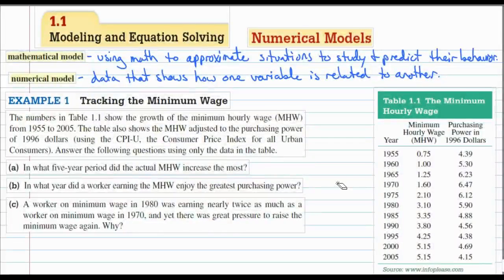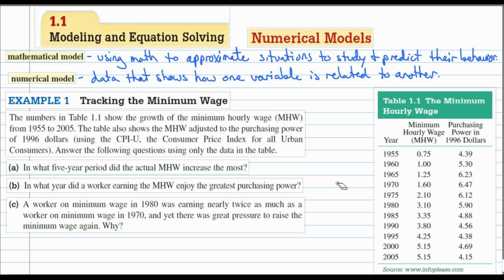Okay, this is the screencast for section 1.1, modeling and equation solving. First, we're going to look at some numerical models. A mathematical model in general is using some sort of math, and we're going to learn 3 different ways in this section, but using some sort of math to approximate situations and to study and predict their behavior.